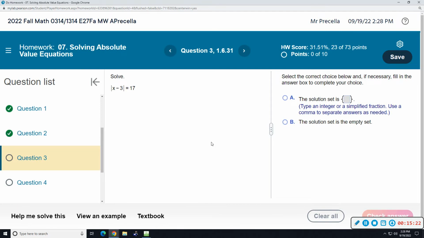Here's something a little more interesting. As I said, in many cases, you won't just have a letter appearing inside the absolute value bar. So we have number 3. We have the absolute value of x minus 3 is equal to 17.